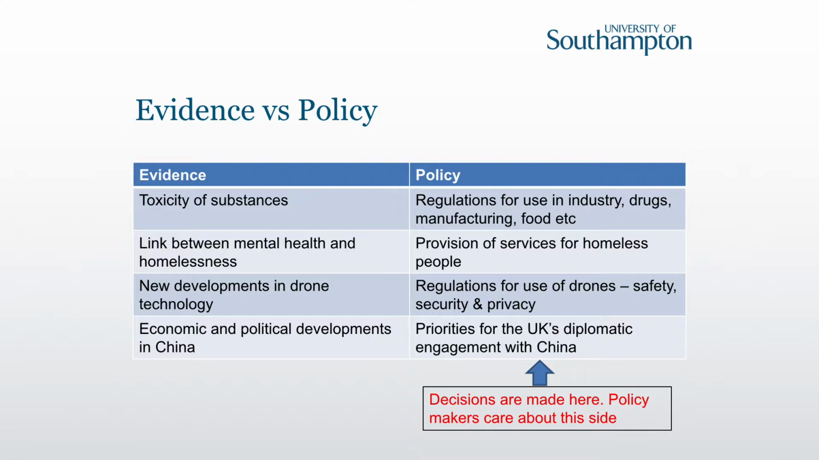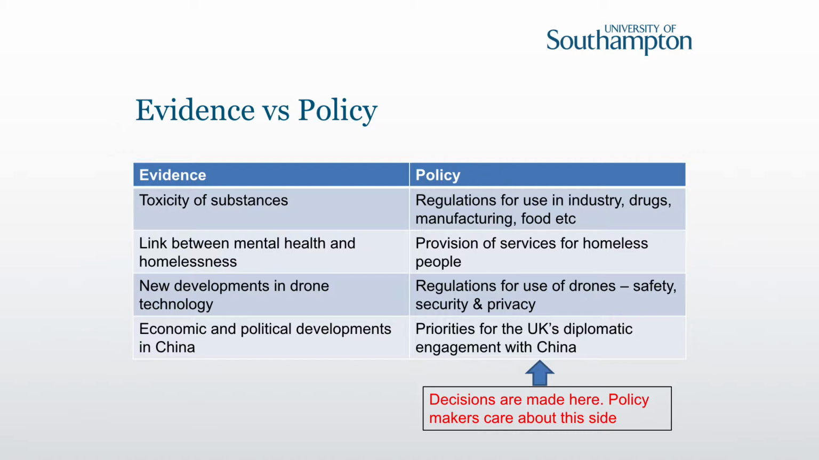I picked 4 things on the left-hand side that I know we have real expertise on in this university. Toxicity of substances, link between mental health and homelessness, new developments in drone technology, economic and political developments in China. Now, they're obviously picked to have a wide range of different subject areas. I could put 150 things on this list, all different areas of research expertise.